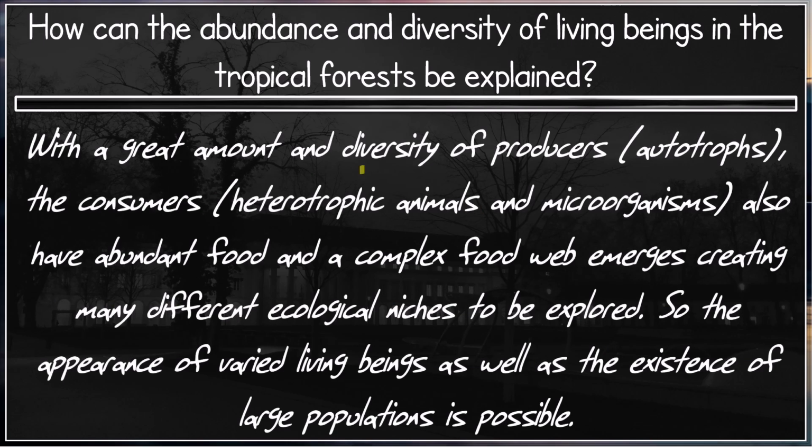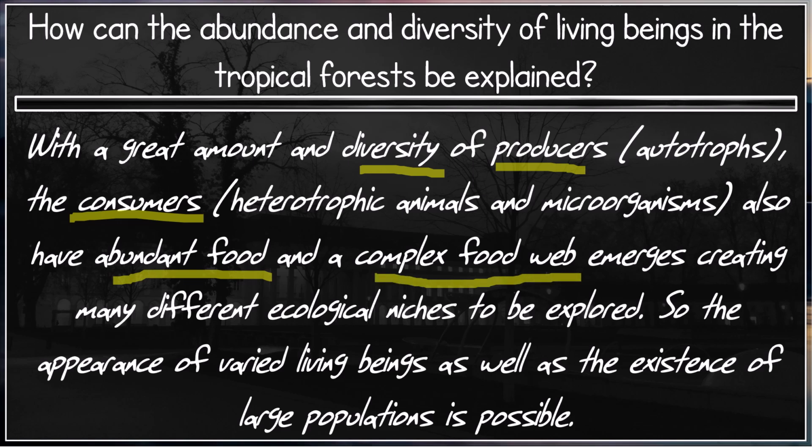With greater diversity of producers, the autotrophs, consumers, the heterotrophic animals and microorganisms, also have abundant food, and a complex food web emerges, creating different ecological niches to be explored. So the appearance of varied living beings as well as the existence of large populations is possible.